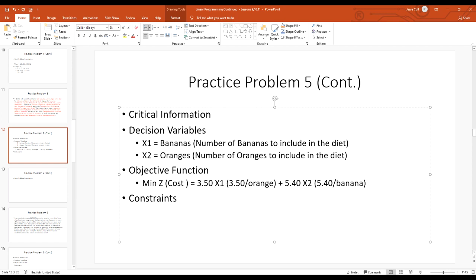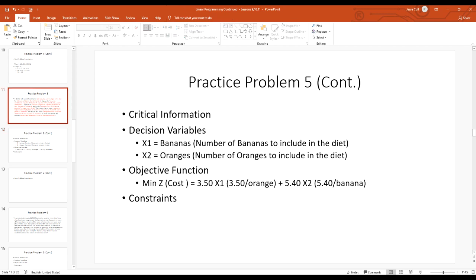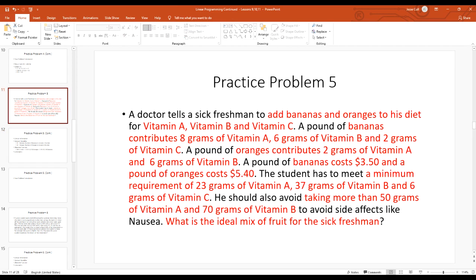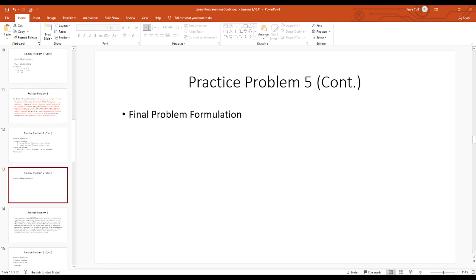So moving on to our second section, we look at constraints. And our first one, we come in and we see that we're going to have requirements of vitamin A, requirements of vitamin B, and requirements of vitamin C. Those become our first three constraints.